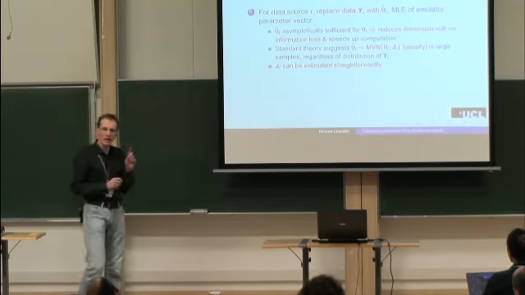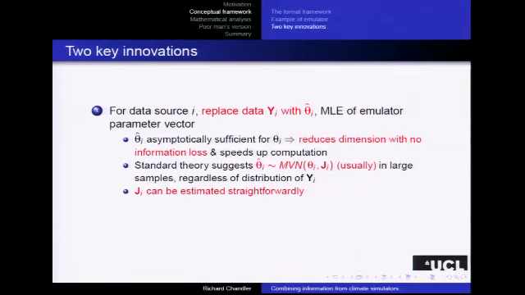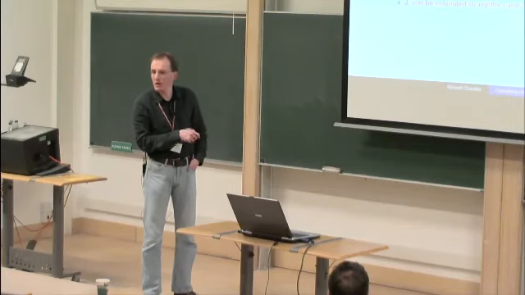There are two key innovations, I think, here. The first is that I'm going to throw away the data and replace the data from each source with the maximum likelihood estimator of the statistical parameter vector. There are 3 reasons for doing that. One, the maximum likelihood estimator is asymptotically sufficient. Basically, I can do that without losing any information. Because this is typically of much lower dimension than the data, it speeds up the computation.